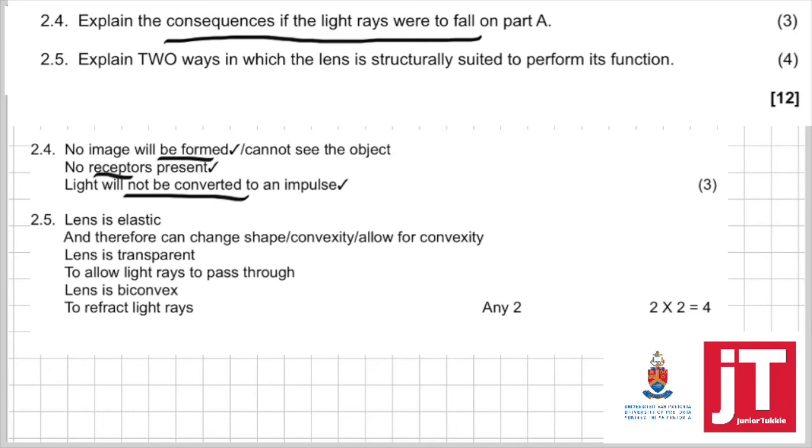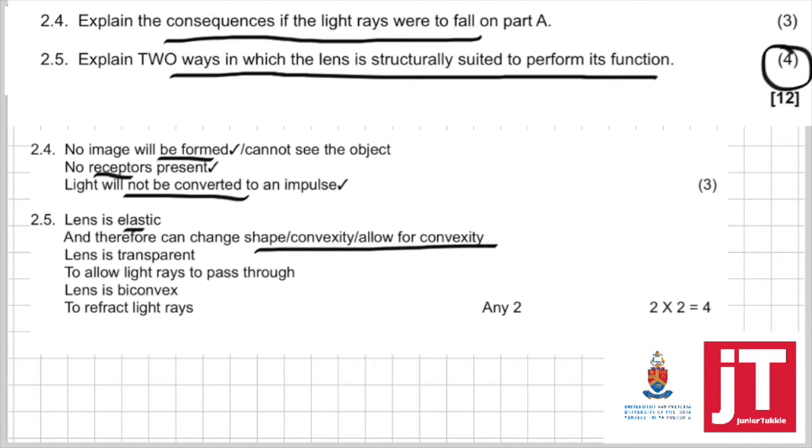Question 2.5. Explain 2 ways in which the lens is structurally suited to perform its function. And that is 4 marks. Now, the lens we all know is elastic, so it can change shape, right, for accommodation. The lens is transparent. Anything that's transparent allows light to pass through. And the lens is biconvex. Biconvex, we know that is there to refract light. So you could have written any 2, structure and function.